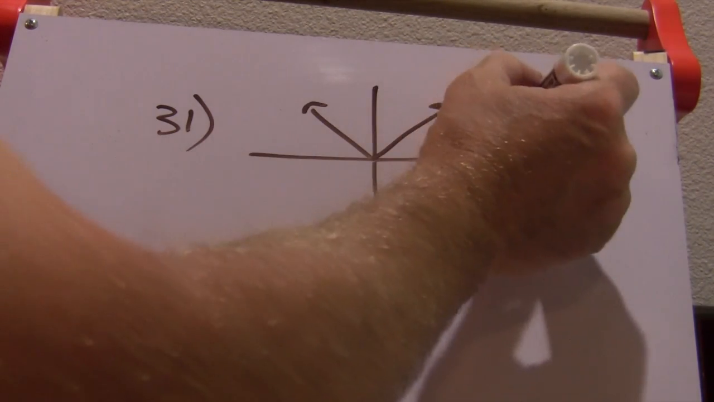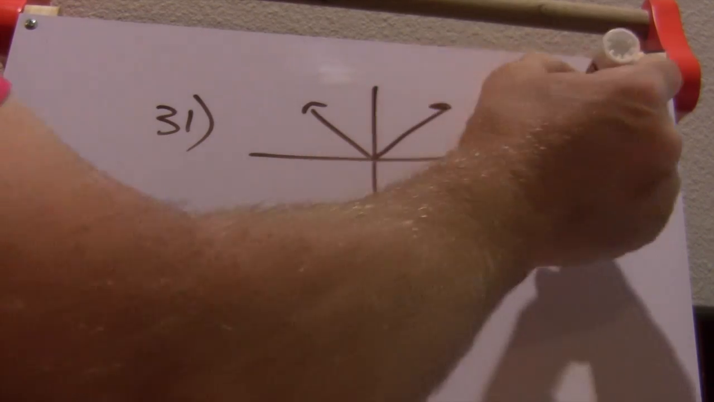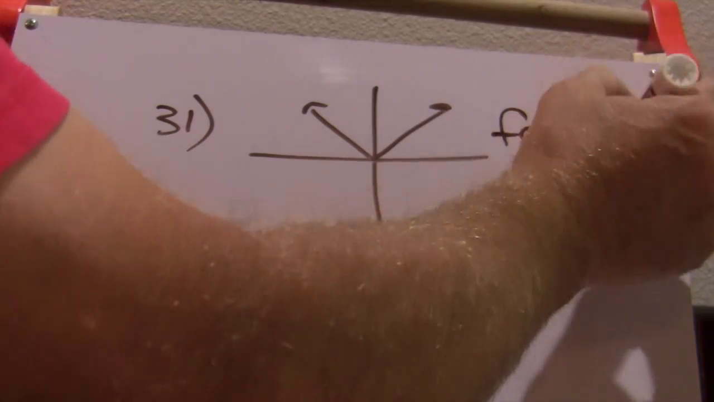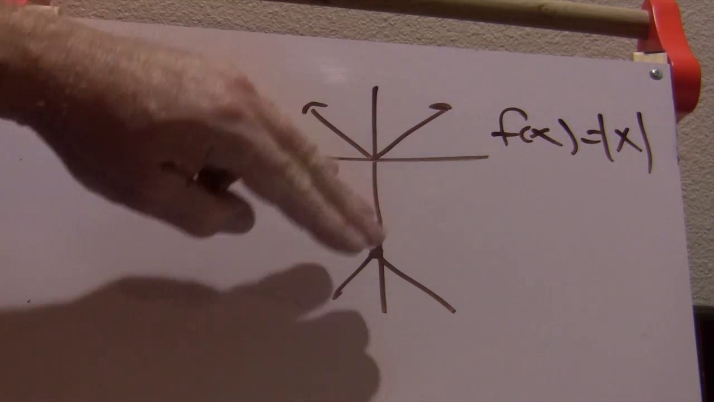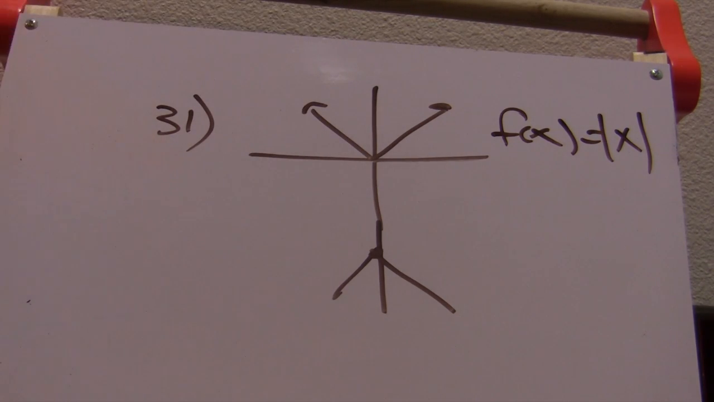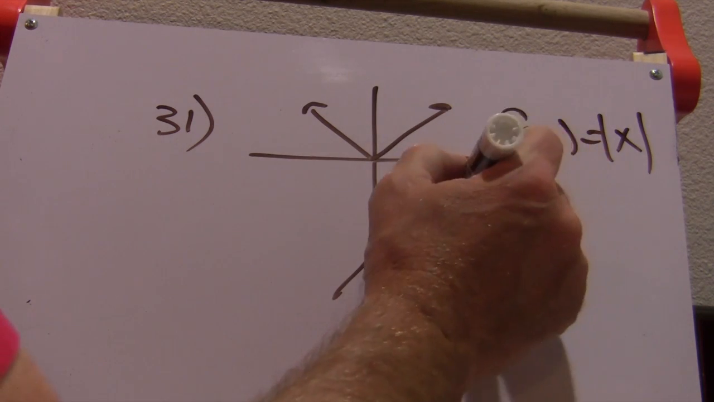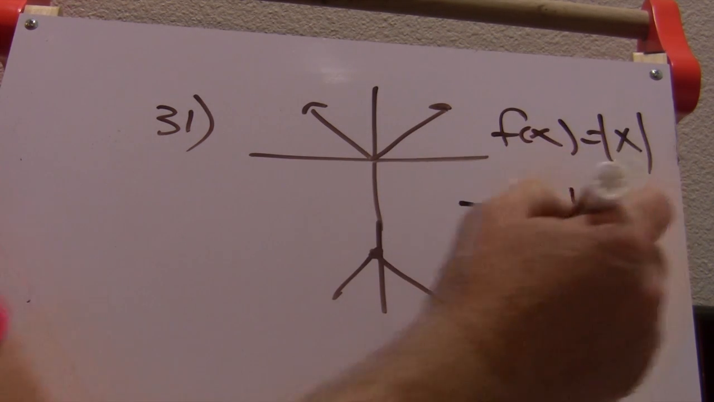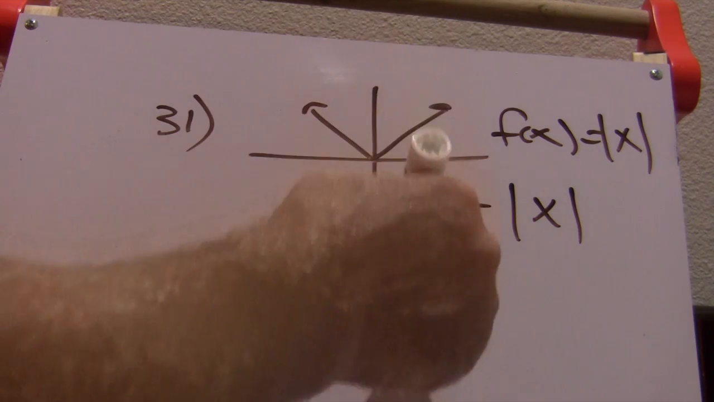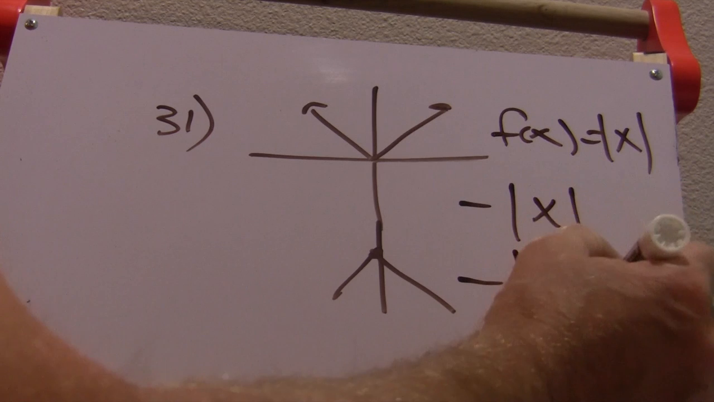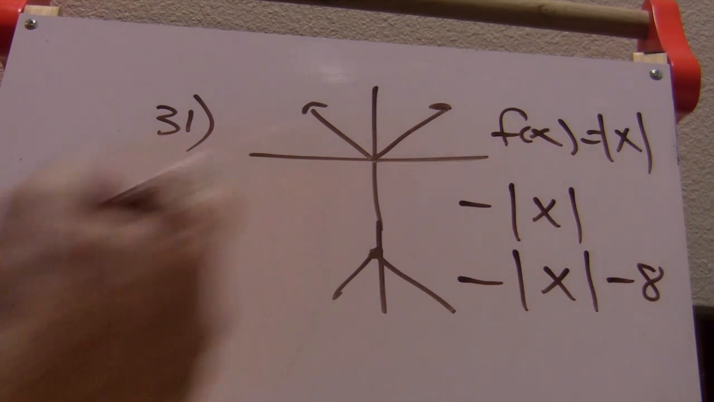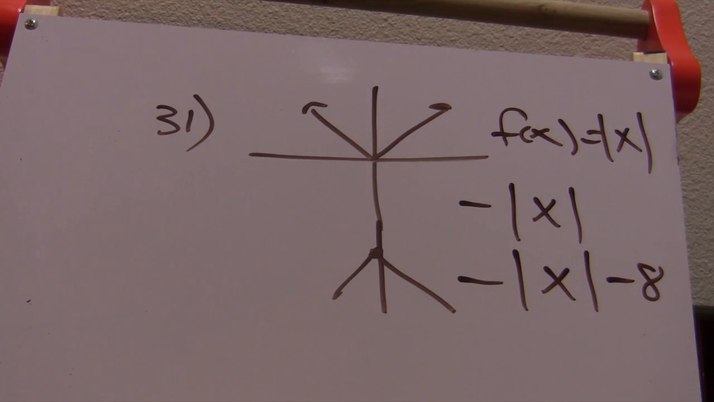So this graph up here is, remember, when we get the V, it's because it's absolute value. So that would be the absolute value of x. Then what they did was they flipped it over the x-axis, and so that would be vertical. So we go negative x because it affects the whole thing. And then they slid it down 8. So again, that's vertical, so it affects the whole thing. And so that would be our function.